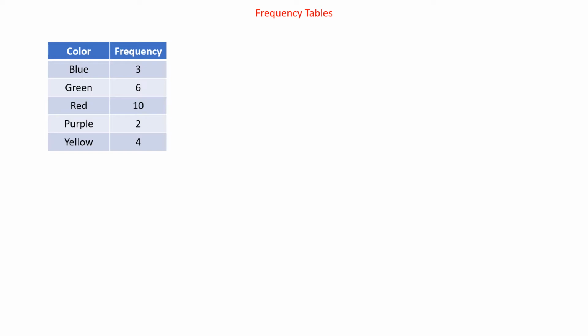It could be favorite color of ketchup. We have colored ketchup now. What's your favorite color of ketchup? And these are the frequencies. I asked 25 people. 3 of them said blue, 6 of them said green, 10 said red, 2 said purple, 4 said yellow. And so that's a frequency table.